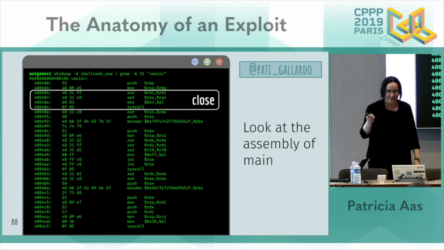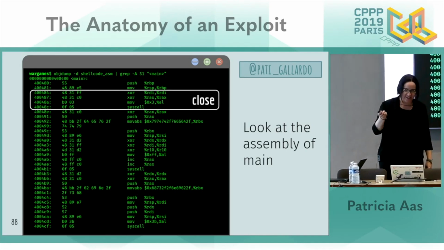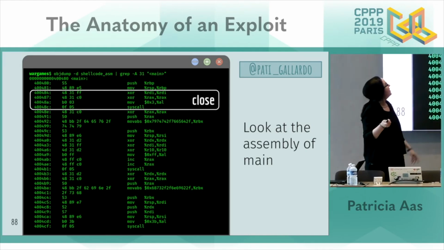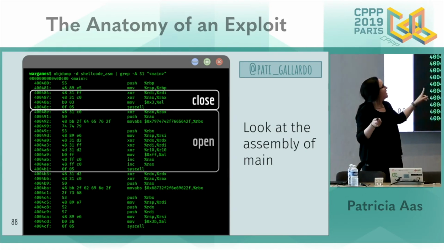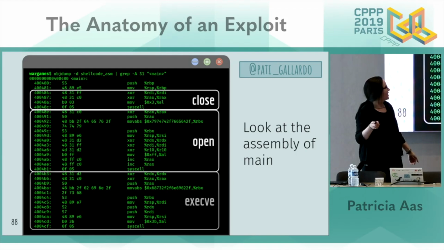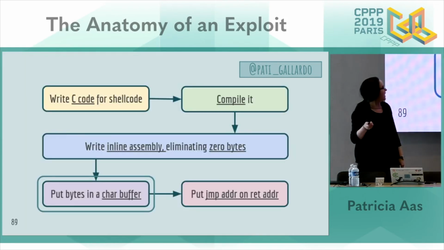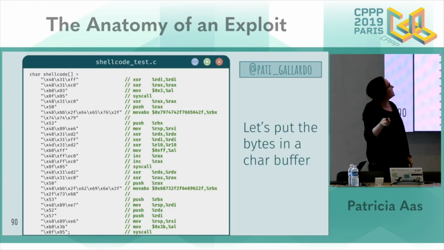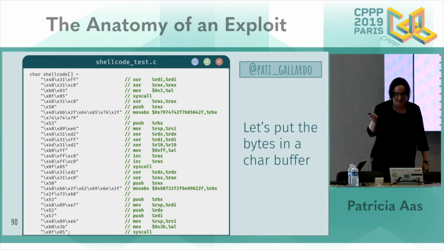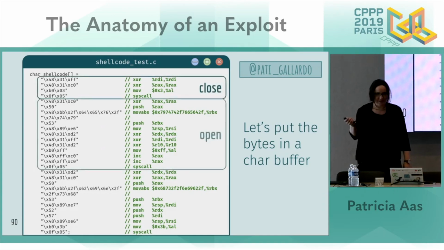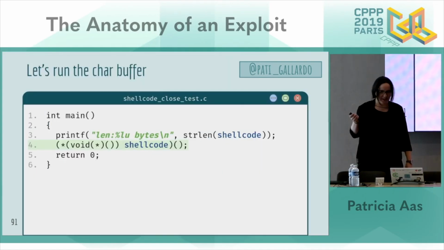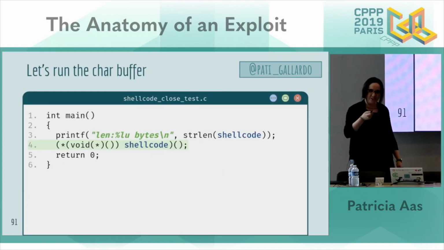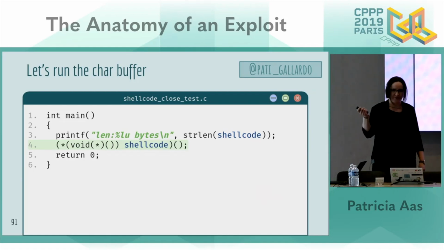Anyway, this is the assembly, and these are our bytes for close, and for open, and for execve. And so putting it into a character array, you have close, open, and execve. And then we run it like we did before, just to test it, to make sure that the character buffer works when you execute it.